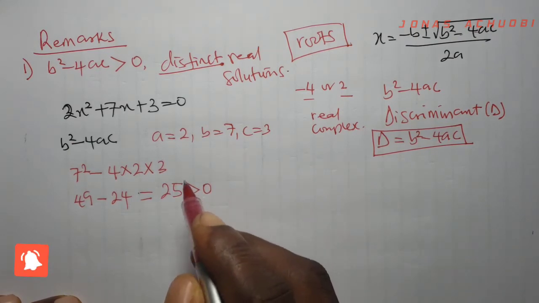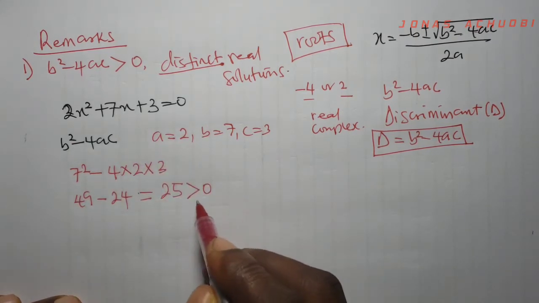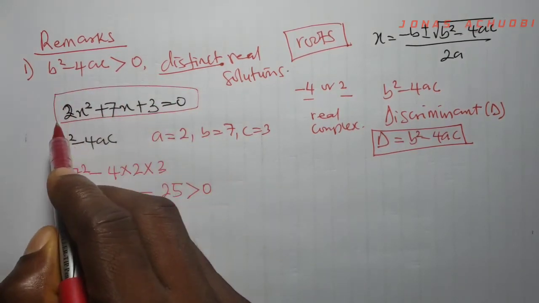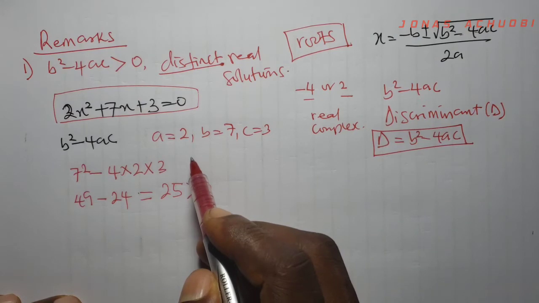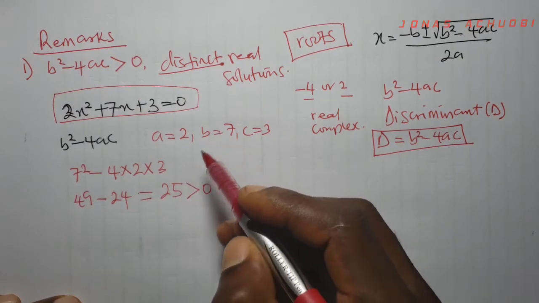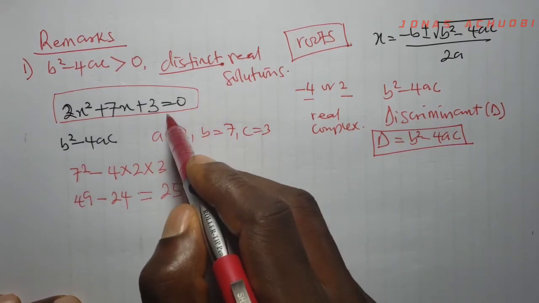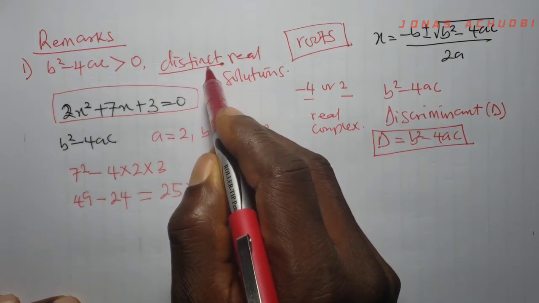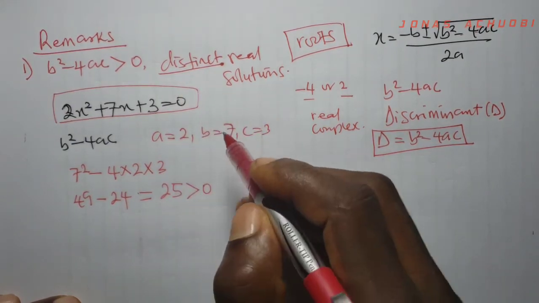So what does this tell us about our equation? This tells us that if we solve this quadratic equation using any method that we know, either by method of factorization or the formula method, we are sure that the roots or the solutions of this equation are going to be, 1, distinct, that means different, and 2, they are going to be real roots.